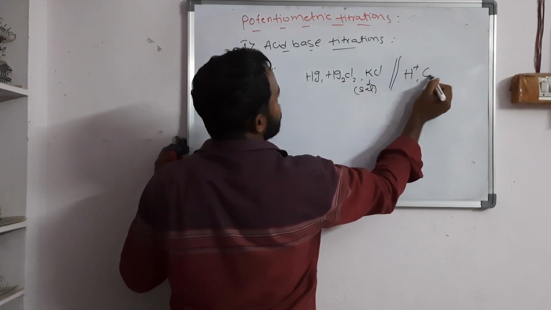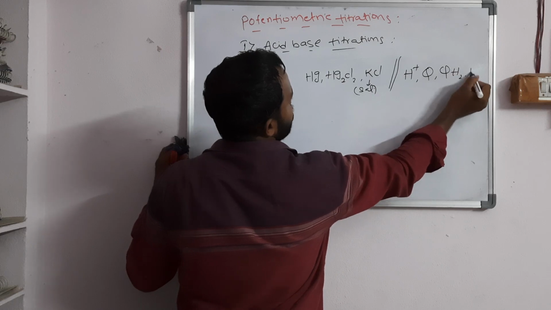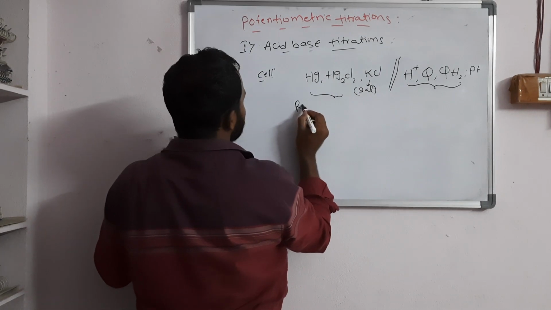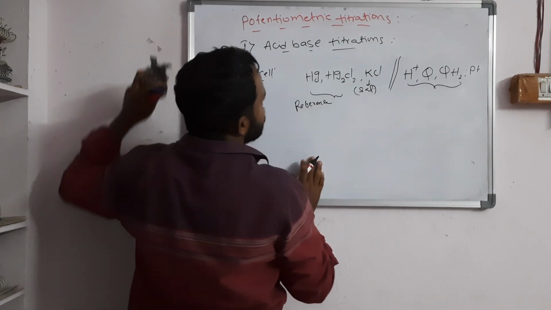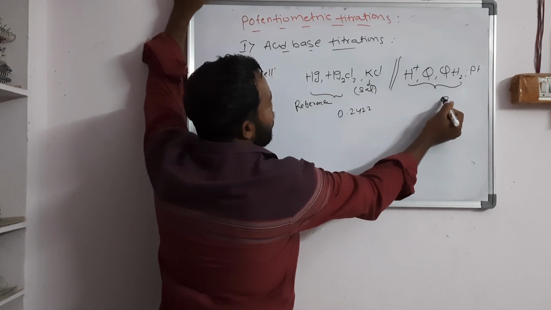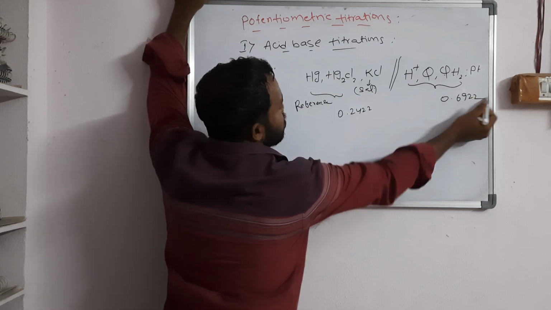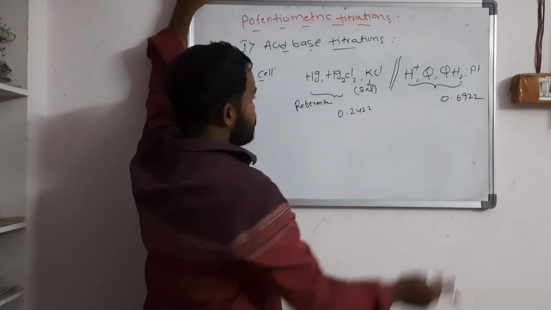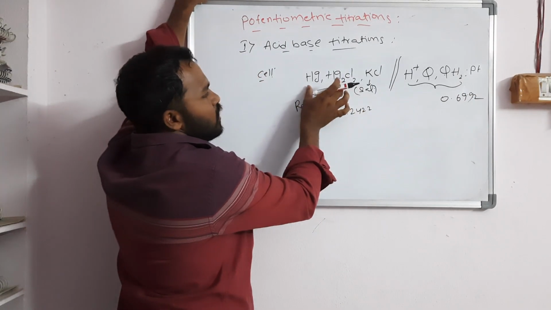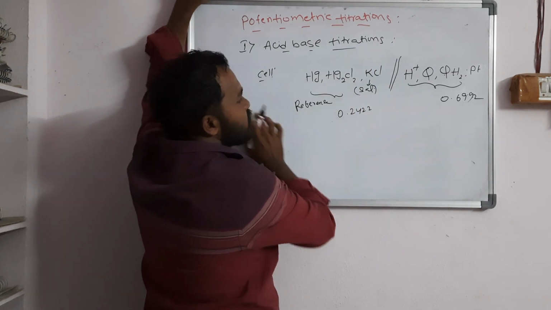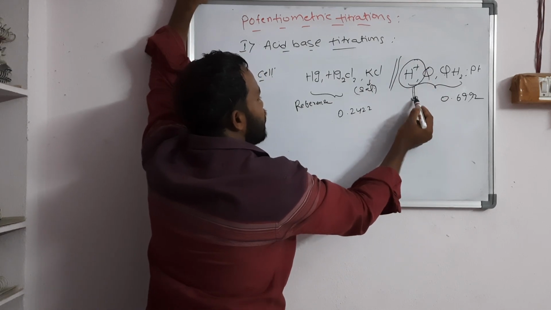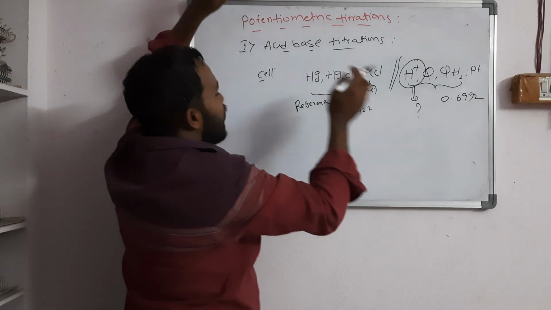Then the H+ ion solution with Q, QH2, connected with the platinum. This is the indicator electrode and that is the reference electrode. The calomel electrode value we already know is 0.2422. The quinhydrone value is 0.6992. The lowest value undergoes oxidation, so we keep it on the left side. The highest value we write on the right side. We should calculate the H+ ion concentration using pH.